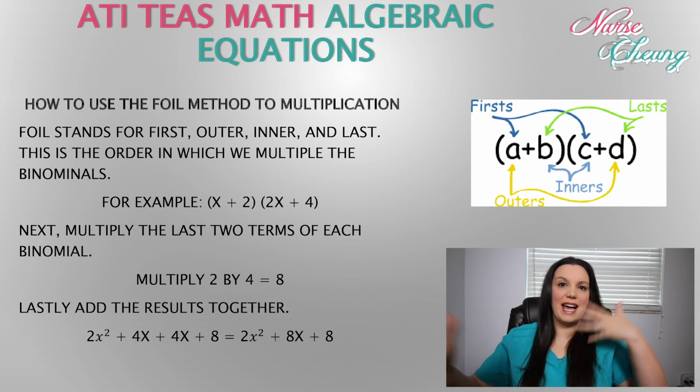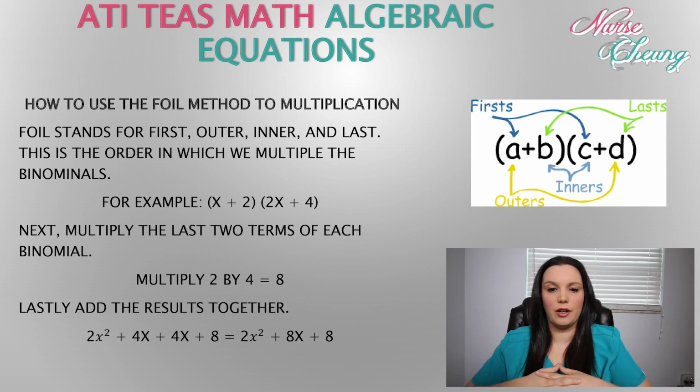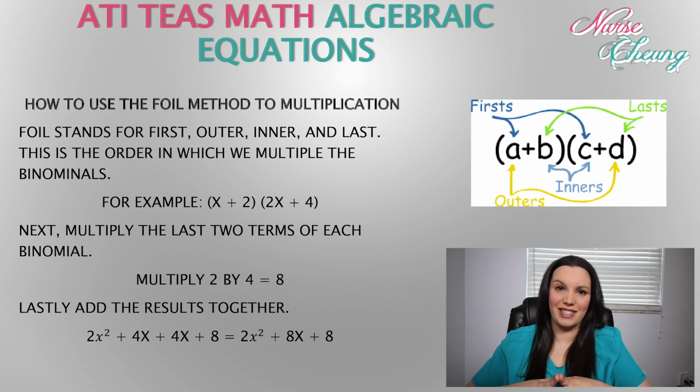We're going to take all that data that we collected and start putting things together. So we've got 2x squared plus 4x plus 4x plus 8. Well, we know that 4x and 4x are like terms so that we can add those together. So our final answer for this equation is 2x squared plus 8x plus 8, and that is the answer to our algebraic question example.